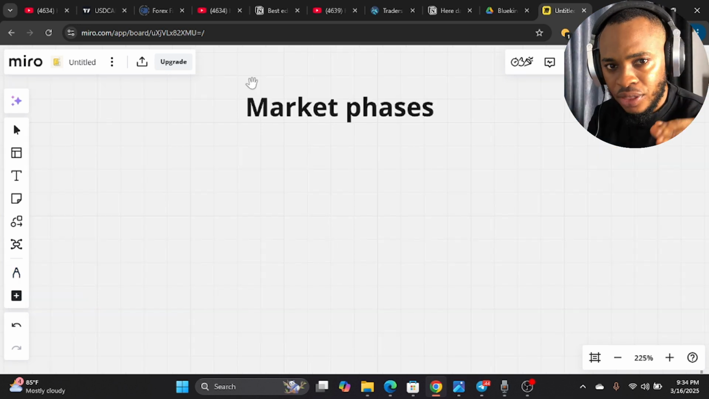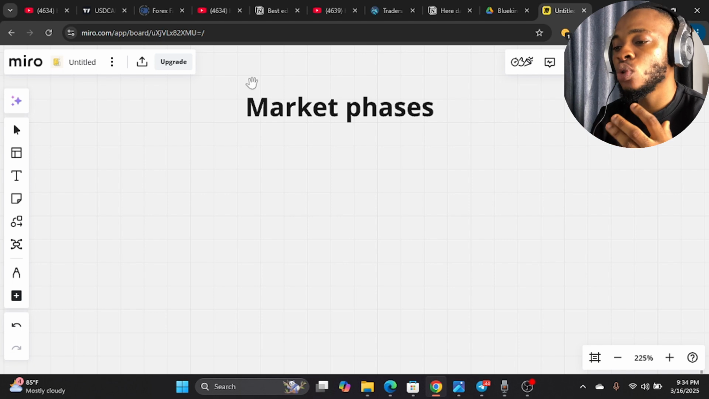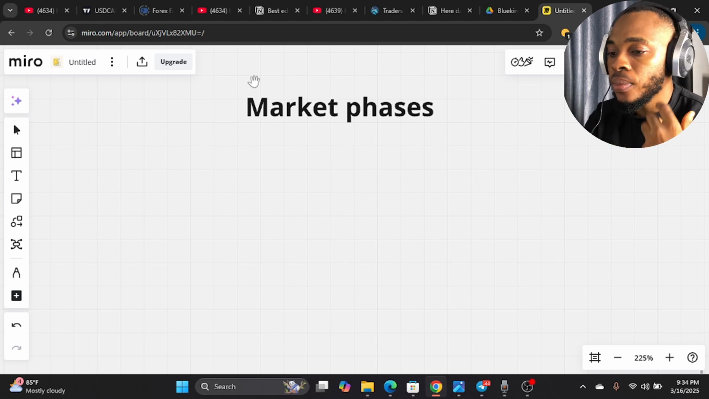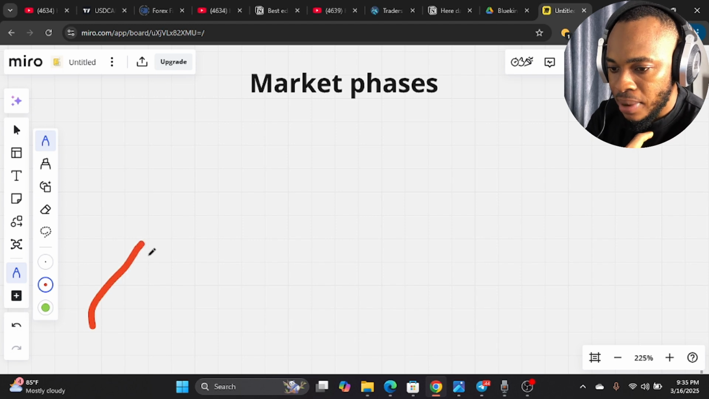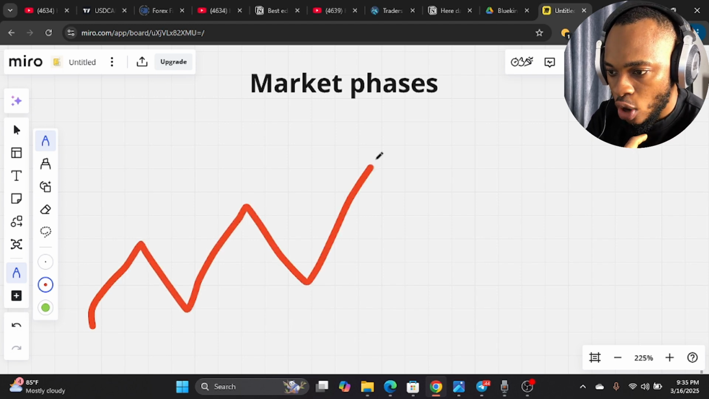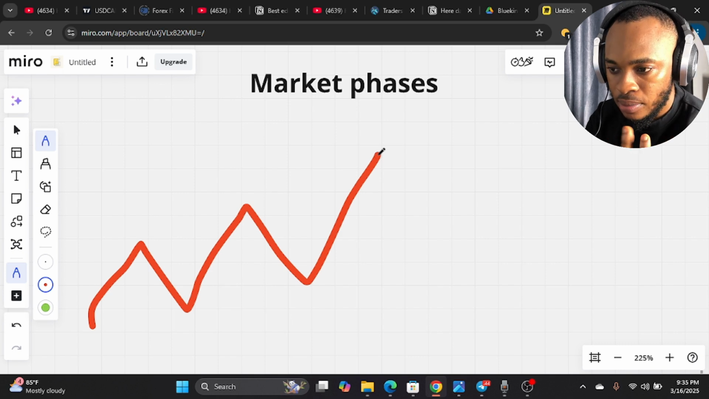So the next important thing we have is market phases. This is where the main source is. This is where we turn the normal market structure reading into understanding daily bias. So what are market phases? If we understand that the market moves like this when in an uptrend, then there are three major phases of the market.